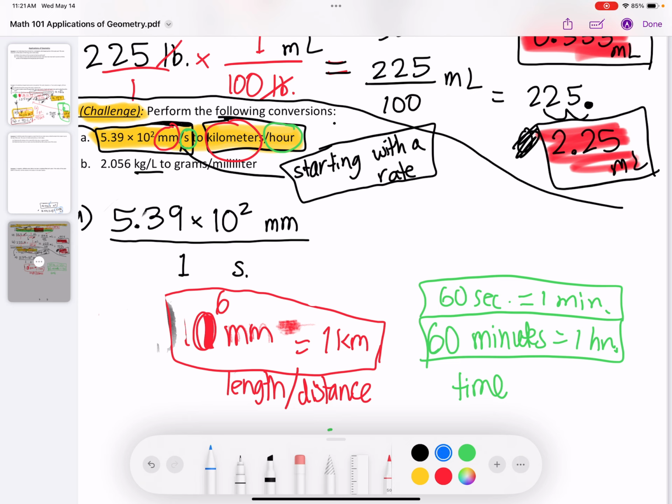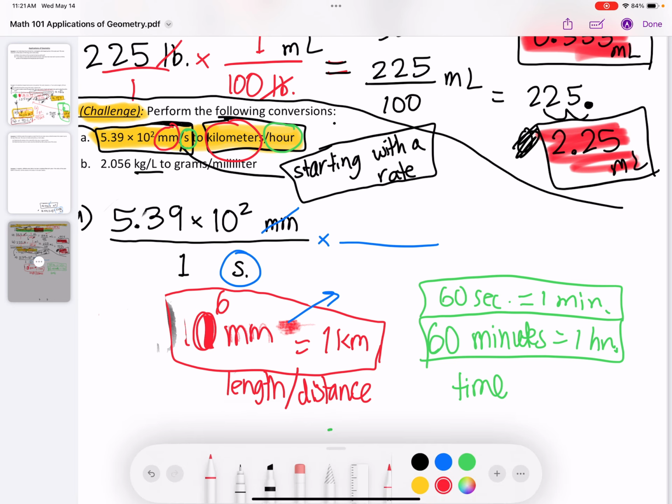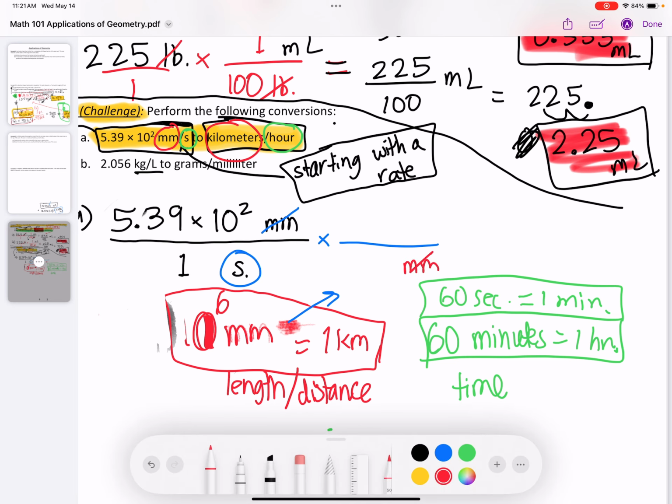Just like in the previous section, the first thing I want to do is get rid of the unit I'm starting with. I know there's a unit down here I don't want, but I'll worry about that a little later. Let me get rid of millimeters. I'm going to use this conversion here, maybe in the same color to make it easier. I want millimeters in the denominator so they cancel along that diagonal. There were 10 to the 6th power millimeters in 1 kilometer. So far, this is looking good.